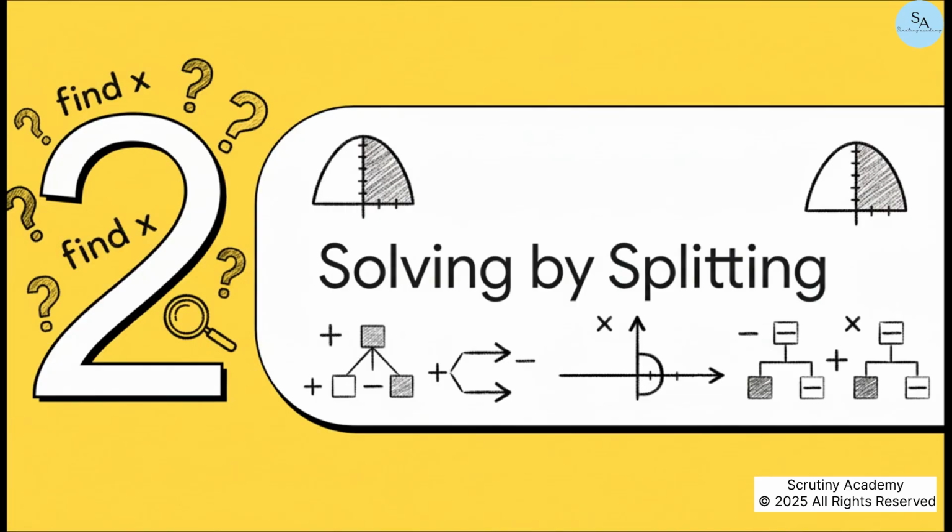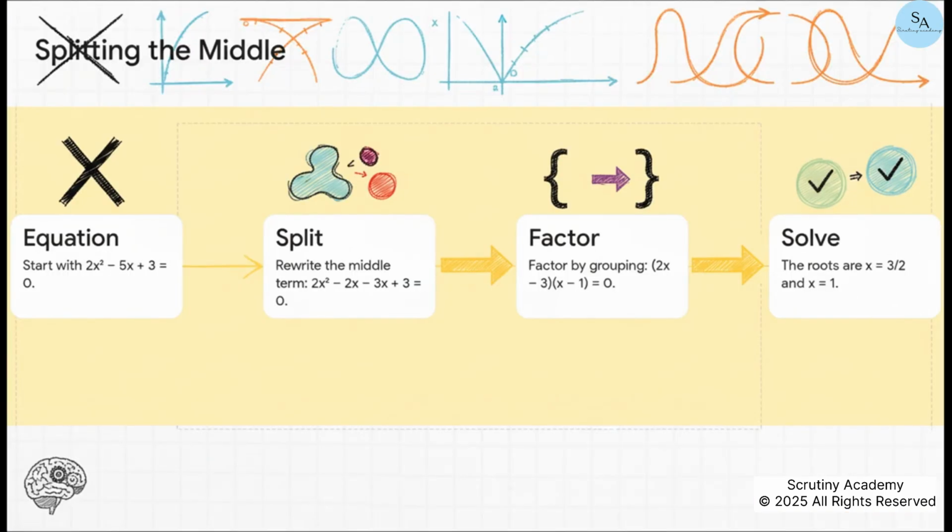Well, the first key we're going to use to unlock this thing is a really neat technique called factorization. Specifically, we're going to do it by splitting the middle term. Let's walk through a simpler example just to see how this works. Let's say we have 2x squared minus 5x plus 3 equals 0. The whole trick is to split that middle term, the minus 5x, into two new terms. In this case, we'll use minus 2x and minus 3x.